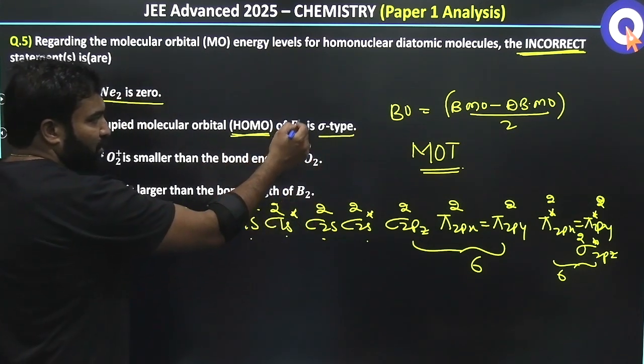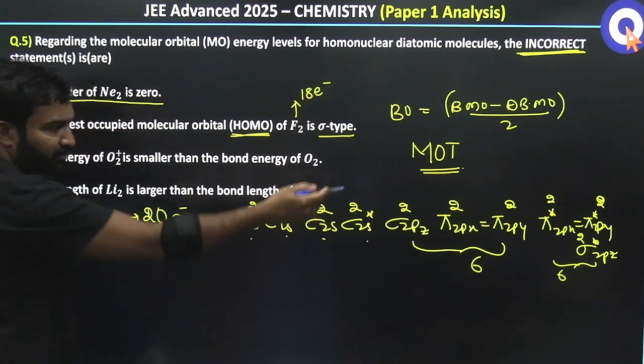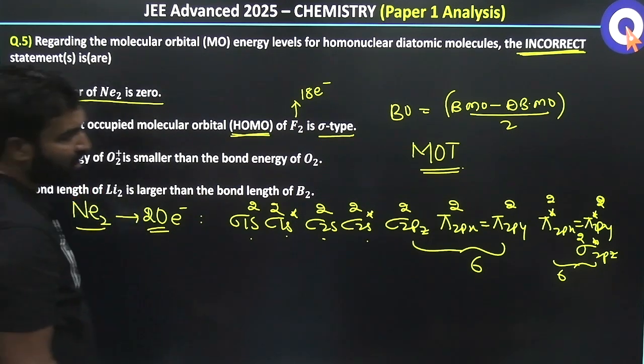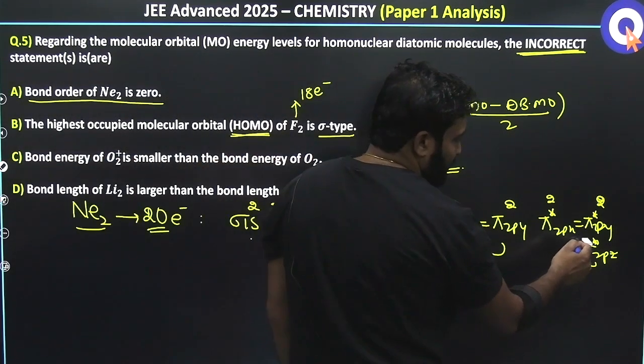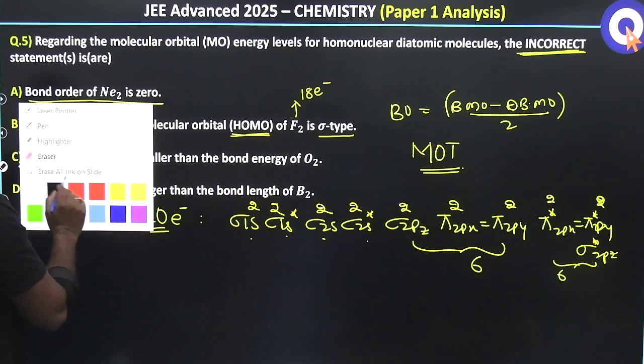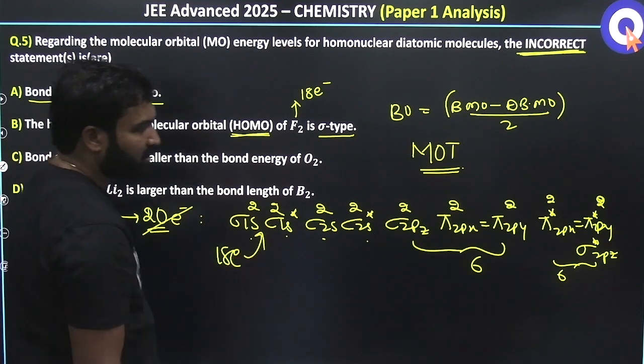So here fluorine, as we know, has atomic number 9, so a total of 18 electrons are present. The same thing we will use here, and if you write again, what will be there? These 2 electrons will not be there. If you take 18 electrons, those 2 electrons will not be there, so this is for 18 electrons. If you talk about 18 electrons, then what will happen?